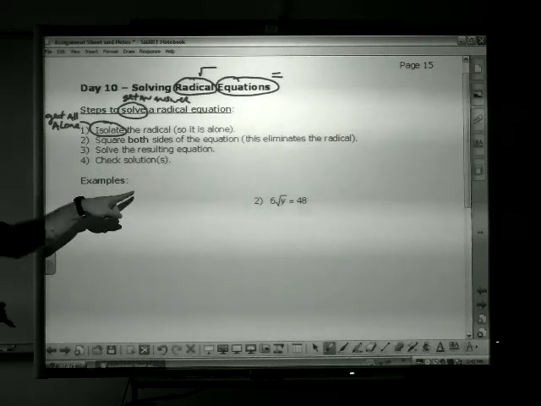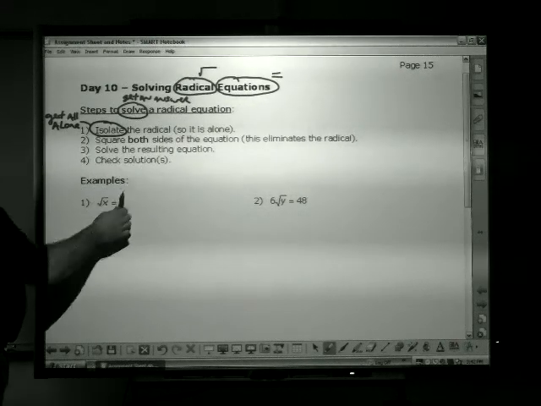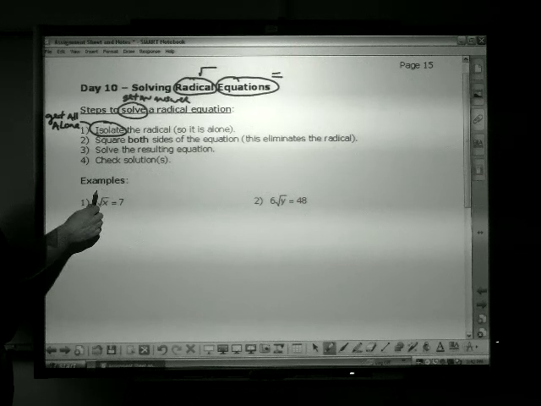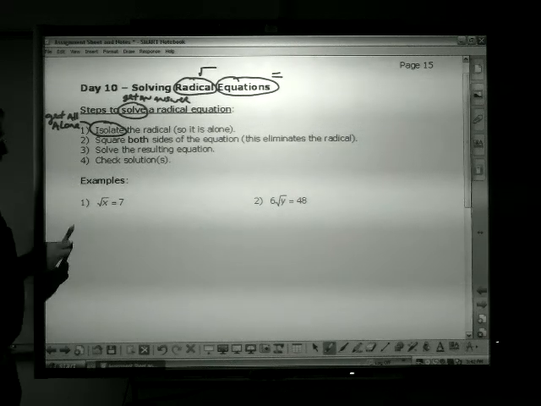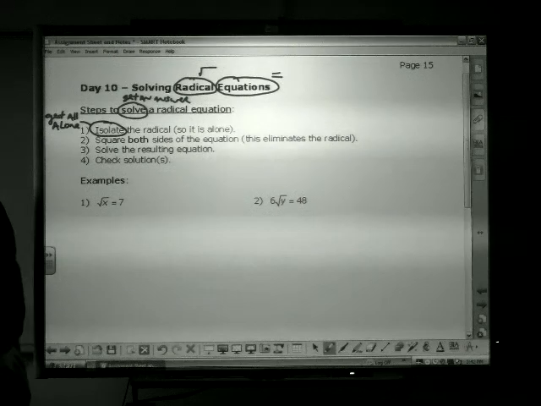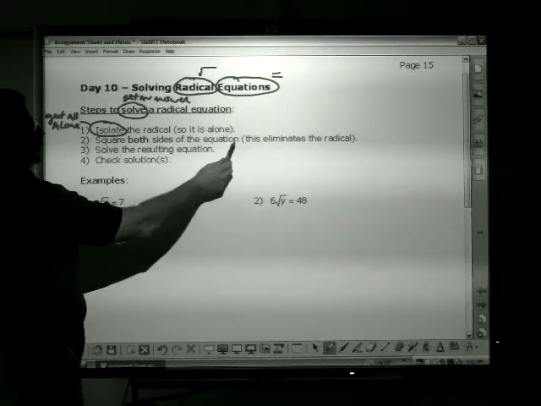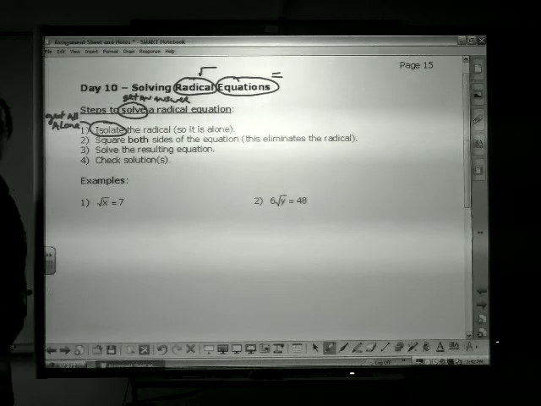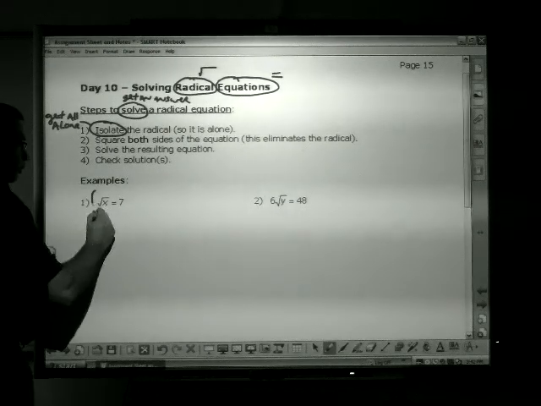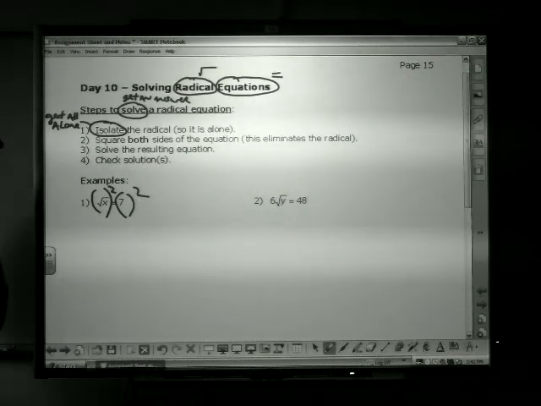All right, so let's take a look at this first example. What we mean by isolate the radical is on one side of the equal sign, we want only the radical. And as you can see, only the radical's on the side. So life is good. Step 2, square both sides of the equation. This should get rid of the radical. So I'm going to square both sides of the equation.